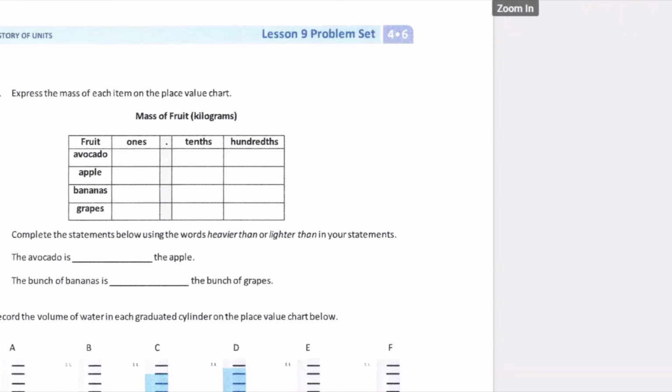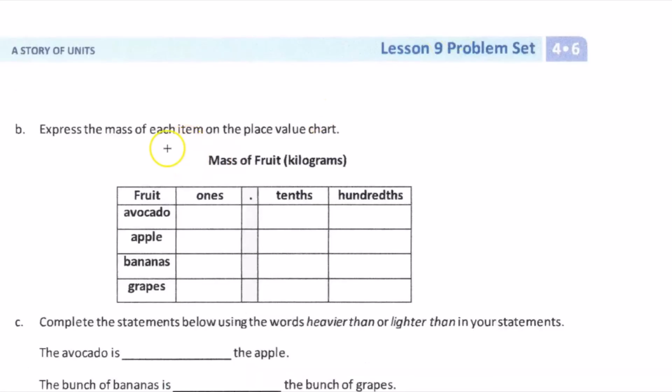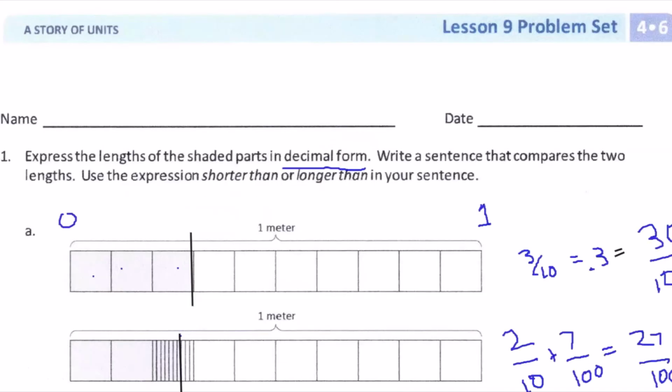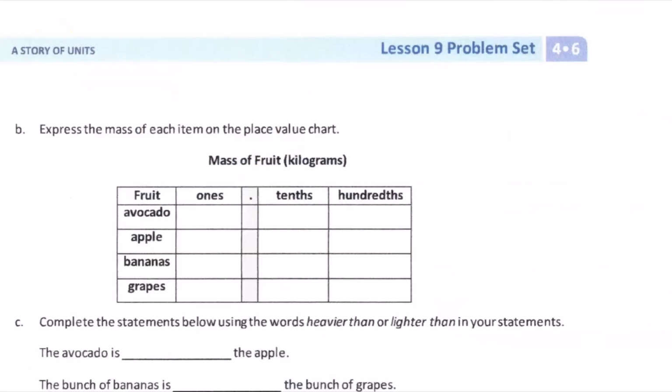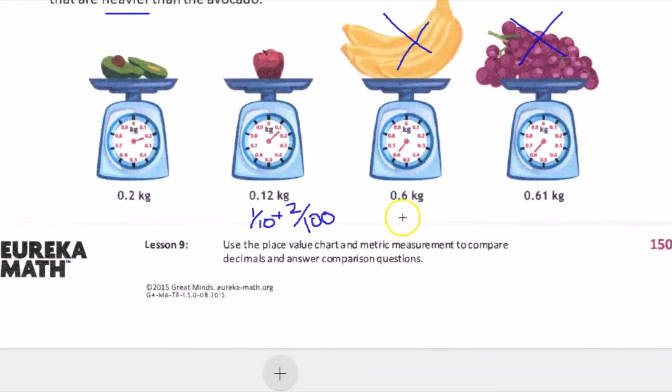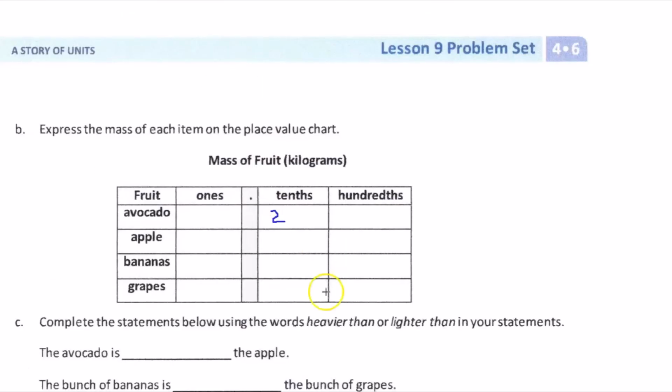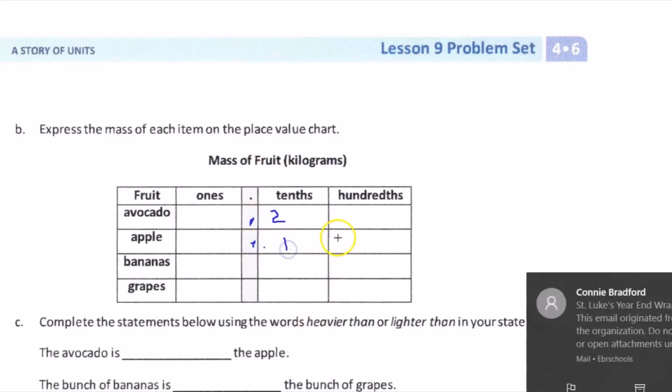All right, on the second page, we are going to express the mass of each item on the place value chart. So you're going to have to go back to the previous page and look at your masses. So the avocado was 0.2, 2/10, and the apple was 0.12, or 12/100. So that is, oh, I need to put a point there and a point here. So that is 1/10 and 2/100.